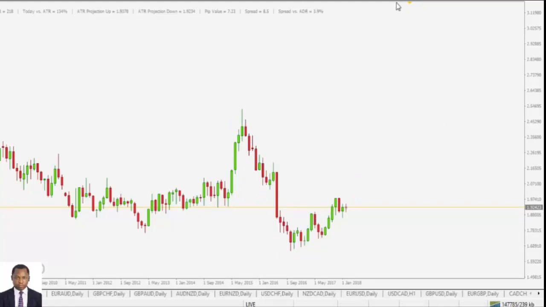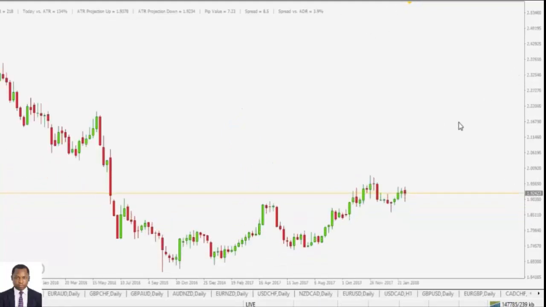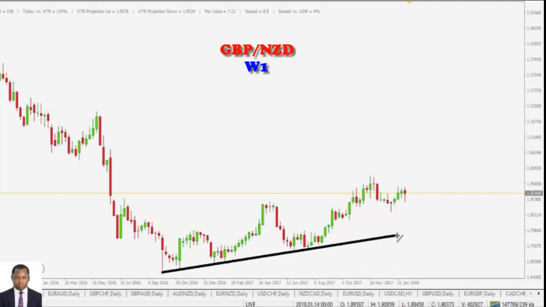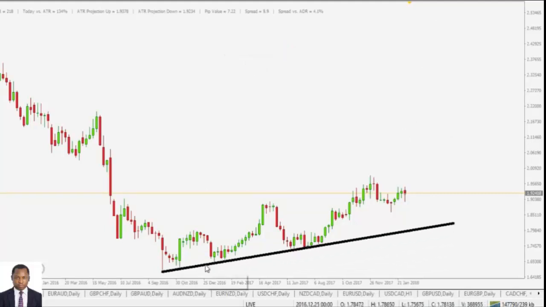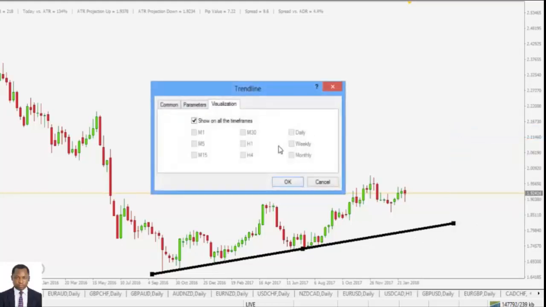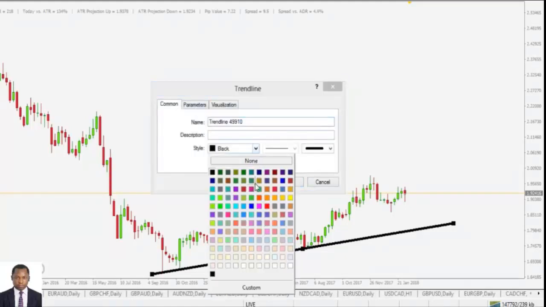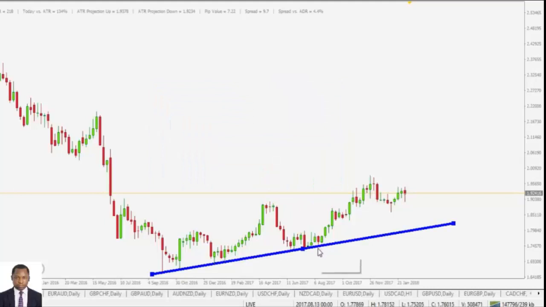Let's see the weekly time frame. Let me just see if I can draw that flag pattern. It's quite difficult, but let's say that connecting these lows to that, price has been respecting that level, so we'll change this line to blue. Let's give it that blue color. That's our weekly color, so blue.